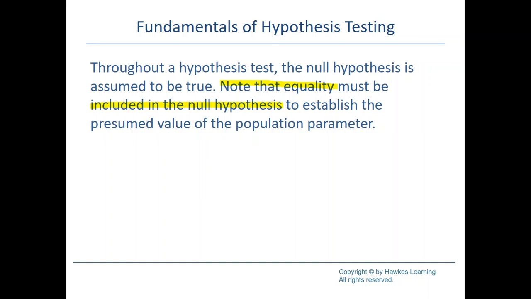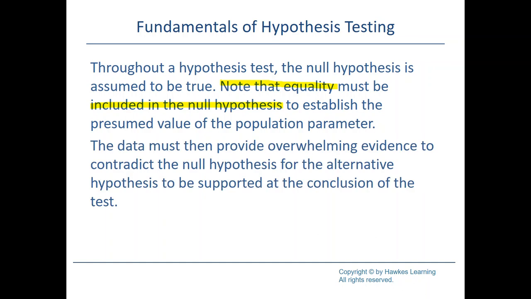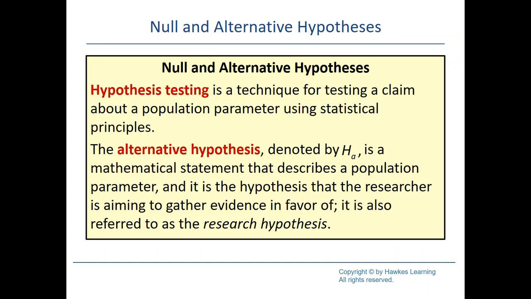Note that the equality must be included in the null hypothesis to establish the presumed value of the population parameter. Now, that means that when we switch from words to mathematical statements, the equal sign has to be in the null hypothesis. Now, the data, when we collect it, hopefully will provide overwhelming evidence to contradict the null in favor of our alternative. And that's what we end up making our conclusions on.